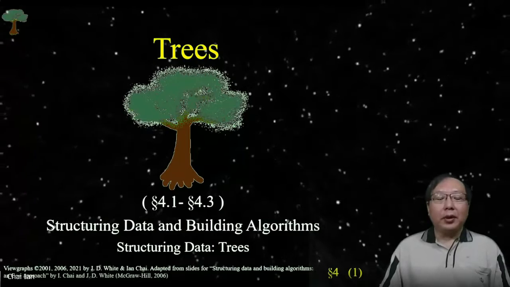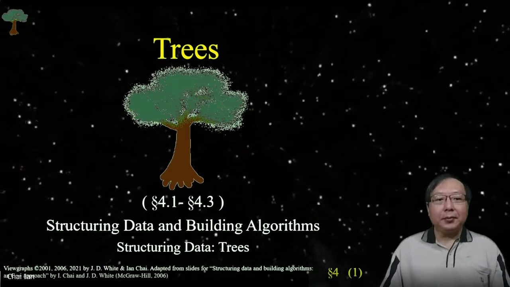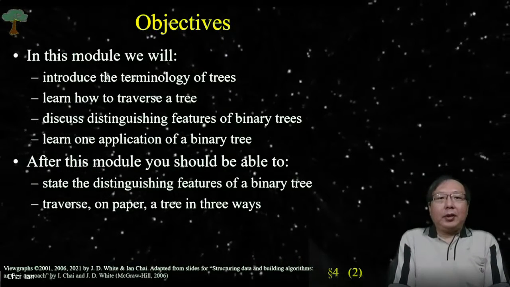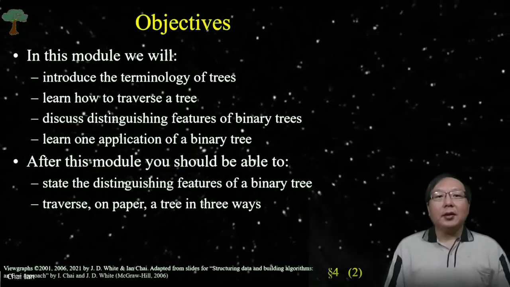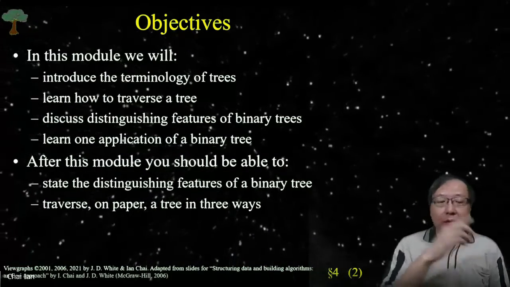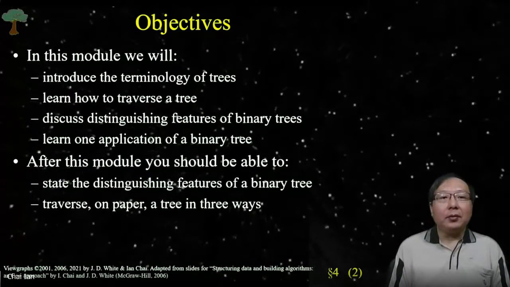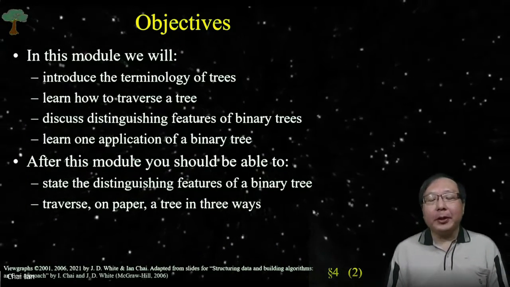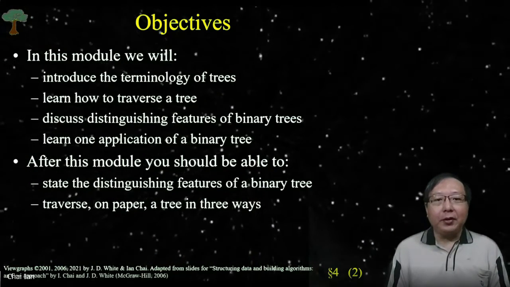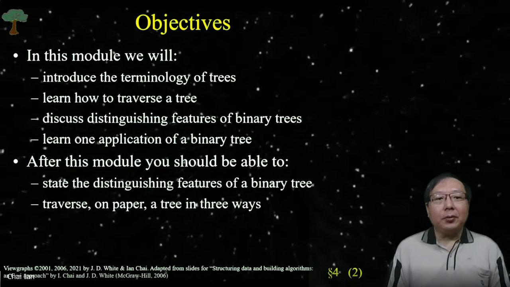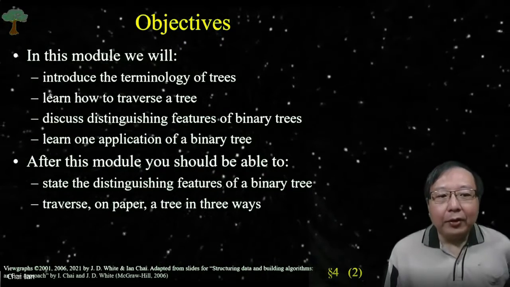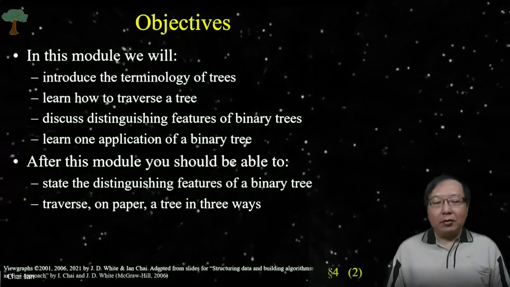Okay, so welcome. Today's topic is trees. So we're going to look at what actually are trees in computer science and the terminology, how to traverse a tree, which means how to go through every node of a tree. And we're going to discuss also a special type of tree called binary trees, and at least one application of a binary tree. So after this module, you should be able to know what makes a tree a binary tree and how to traverse a tree in 3 different ways.